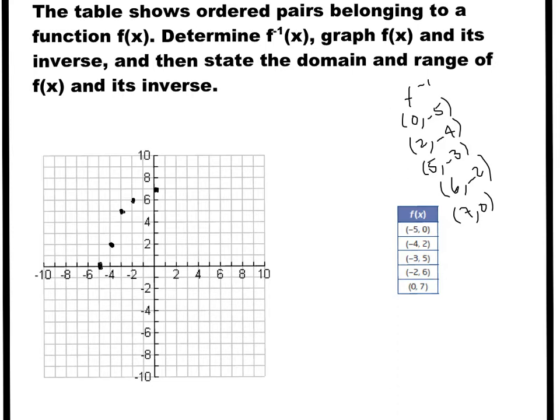So now we are going to plot 0 and negative 5. So it's going to be here. 2 and negative 4, which is going to be here. 5 and negative 3 is going to be here. 6 and negative 2 is going to be here. And 7 and 0 is going to be here.